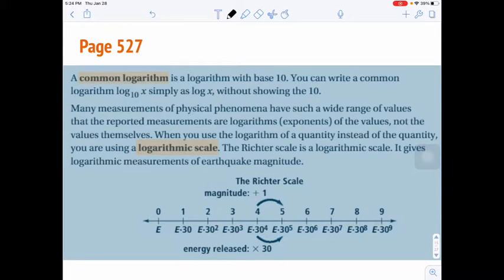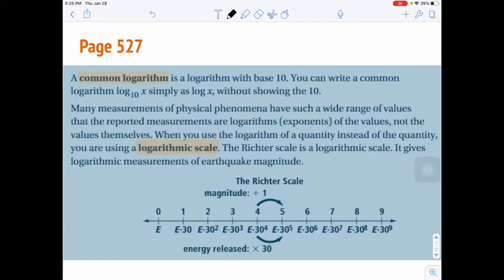Section 7.3, Example 3 on page 527. A common logarithm is a logarithm with base 10. You can write a common logarithm, log base 10 of x, simply as log x, without showing the 10. Many measurements of physical phenomena have such a wide range of values that the reported measurements are logarithms, exponents, of the values, not the values themselves. When you use the logarithm of a quantity instead of the quantity, you are using a logarithmic scale.